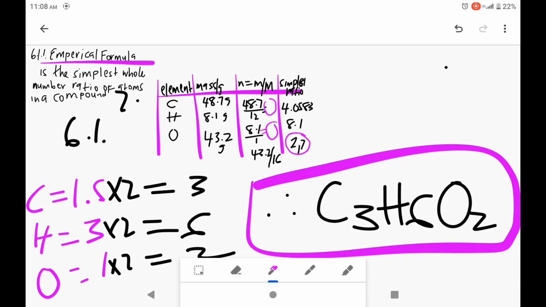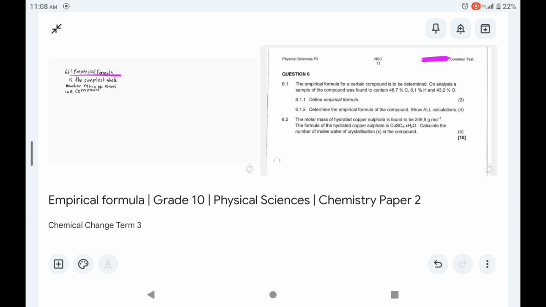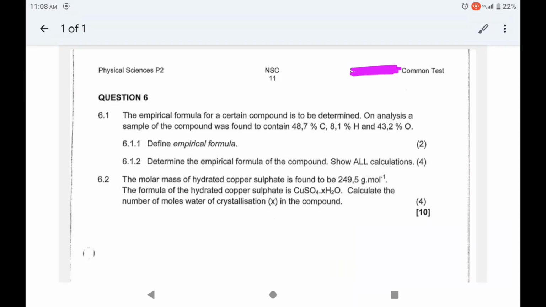And if the number you got has a decimal instead of a simplest whole number ratio, then you need to multiply by 2 so that you make it simple. Then 1,5 times 2, 3 times 2, and 1 times 2, and you will get your empirical formula. Simple as that. And then let's go to the next question.